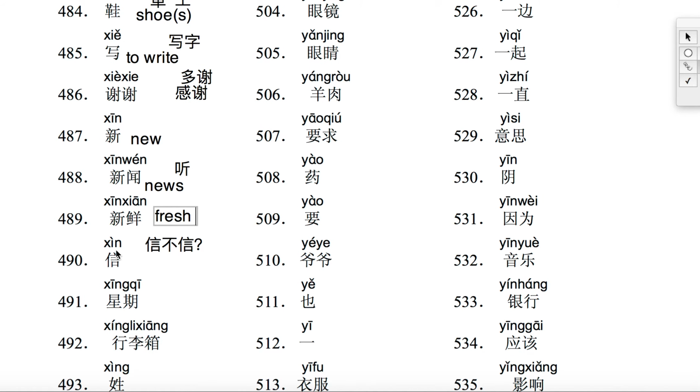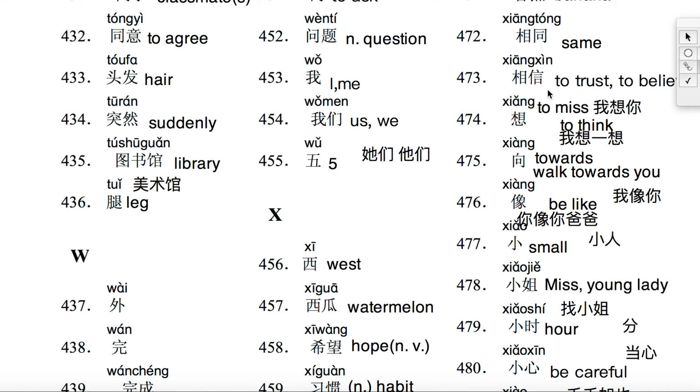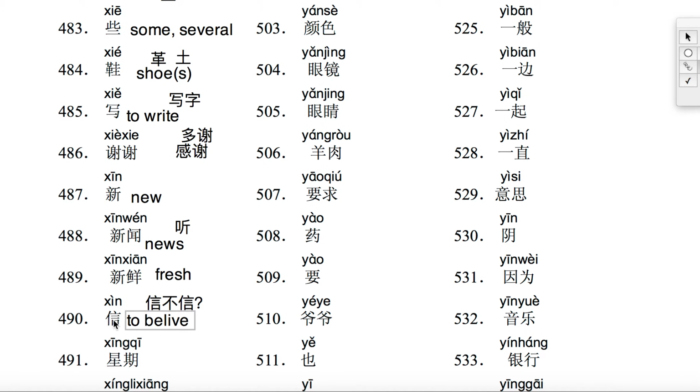490. 信. 信 means to believe. You ask me what's the difference between this one, 相信, and the other one, just one character. 相信 is more like to trust somebody, it is stronger. If you only have one character, like right here, it means to believe something is true or not. For example, we say, 信不信? It means believe it or not. We don't say 相信不相信. You trust me or not? That would be too much. We just say 信不信.